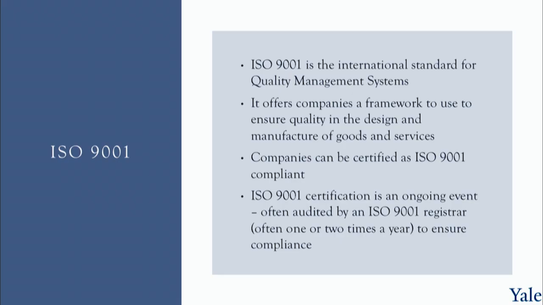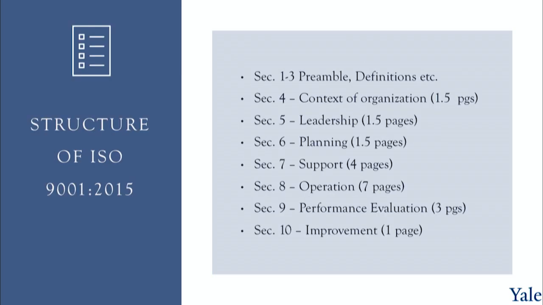Now, medical device companies are certified to ISO 13485, but you will often see all kinds of companies go through this process. Accounting companies, for example, can be ISO 9001 certified. What is the structure of this document? Well, we have the usual preamble and definitions that you'll see in all international standards, then a discussion of the organization, leadership, planning, support, operation, evaluation, and improvement.